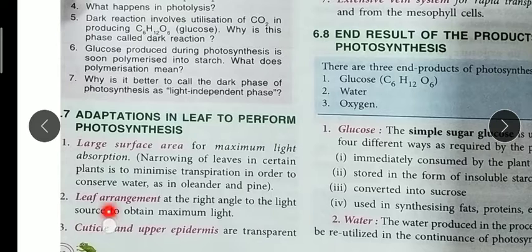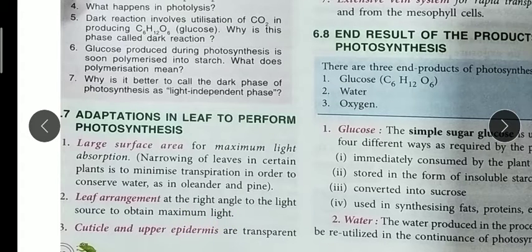Now next is leaf arrangement. If the leaf arrangement is at a proper right angle, parallel to the light source, then it will absorb the maximum light.